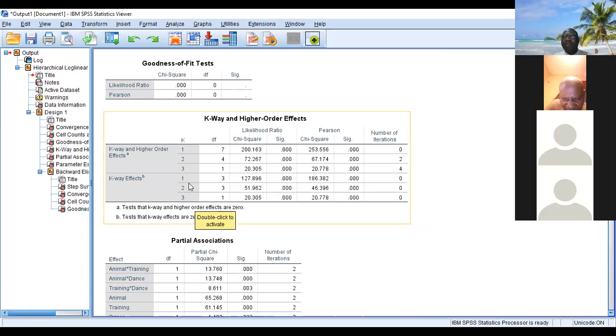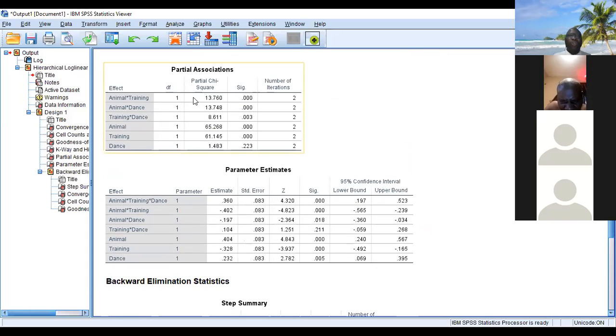So you want to separate them because what this one just tells us is that at that level it is significant, but we don't know which one is significant there. So look at the animal and training. There's an association between animal and training. Can you see now? Then animal and dance is significant also. Training and dance is significant also, though it looks less significant, but it's significant. Then animal is significant. Training is significant. Dance is not significant.